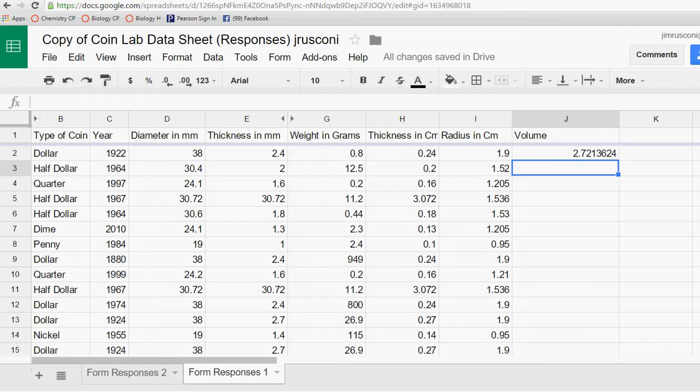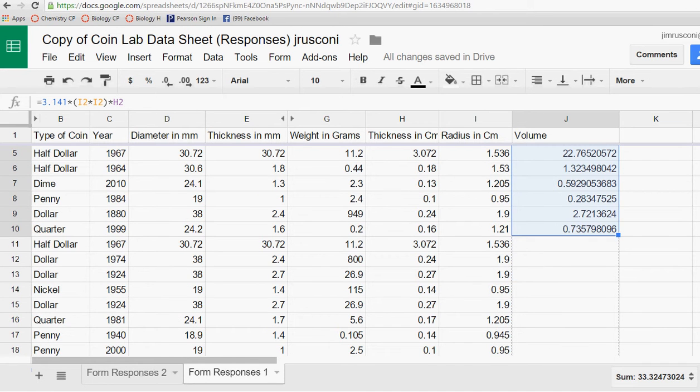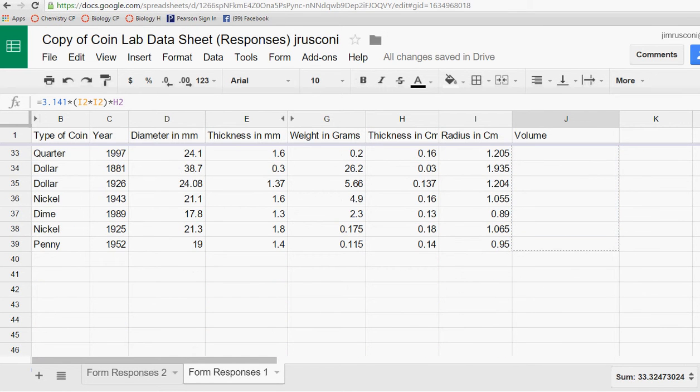All right, and so let's just check the formula again. Pi, which is 3.141, times r squared. Radius is this number, the radius in centimeters, times the height, which is that. All right, and I'm just going to move my mouse over to the lower right-hand corner, and do a drag fill. I'm going to pull that all the way down, and that's going to give me the volume of all these guys.